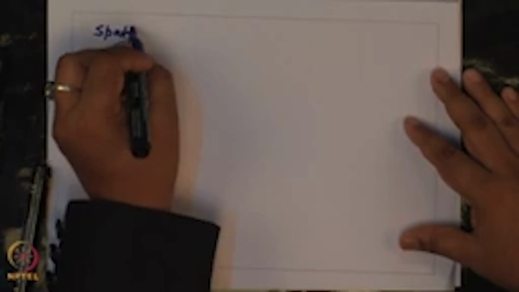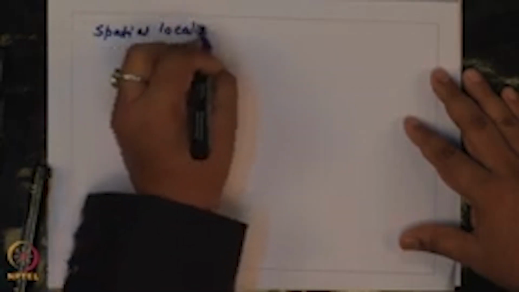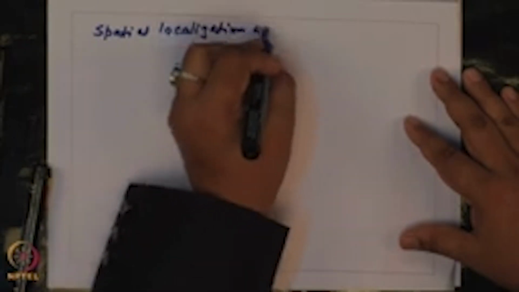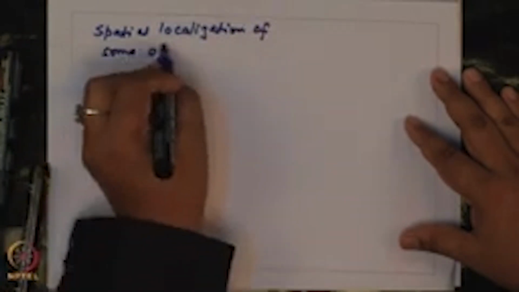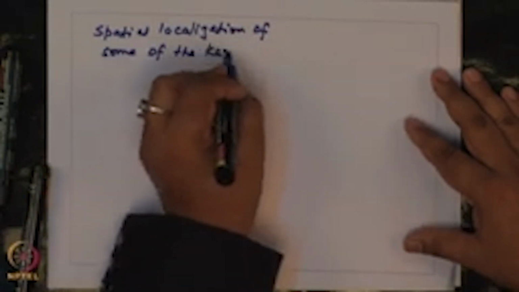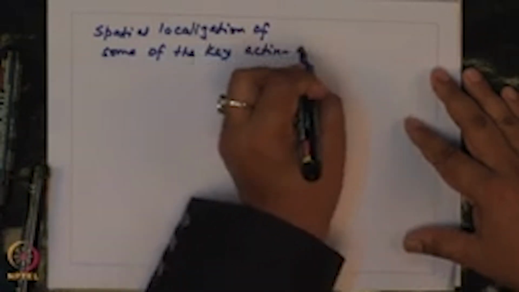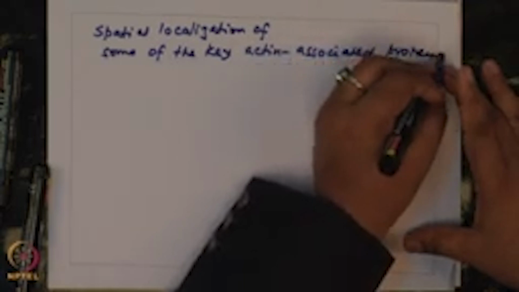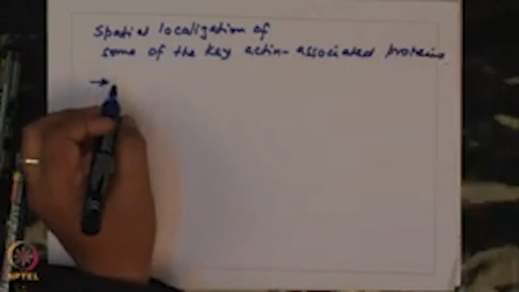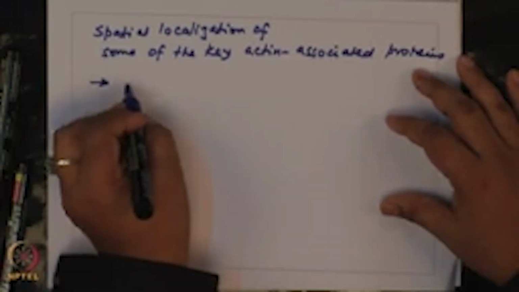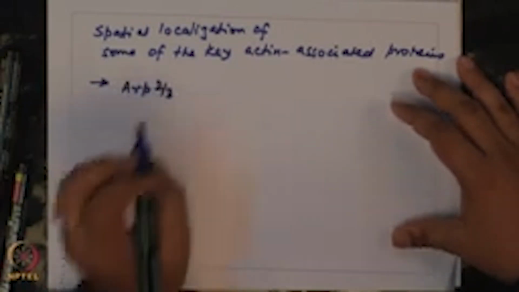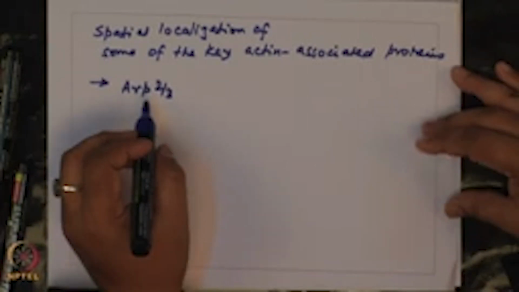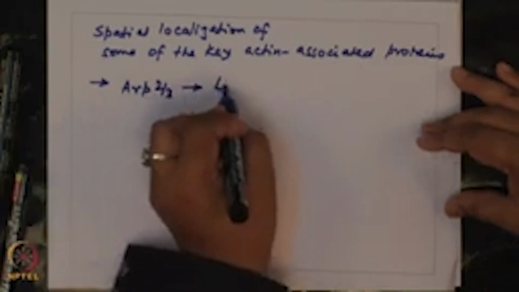So, what they went on to do was check what the spatial localization is of some of the key actin associated proteins. And what they found was Arp2/3, which is associated with branching of actin. It is present in the lamellipodia.